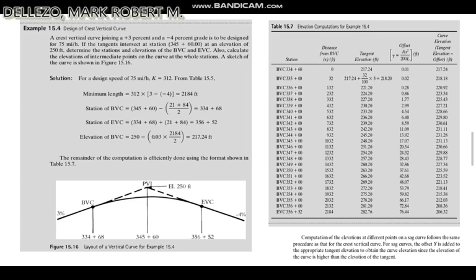Then the elevation of BVC is equal to 250 minus open parenthesis 0.03 times 2,184 divided by 2 close parenthesis, equals 217.24 feet. So this is the figure layout of vertical curves, for example 15.4. So this is the figure of this problem, and this is table 15.7, elevation computation for example 15.4. So this is the table of this problem.